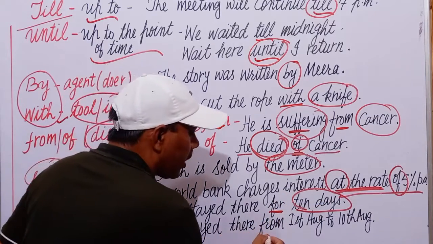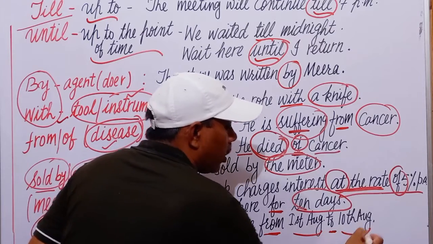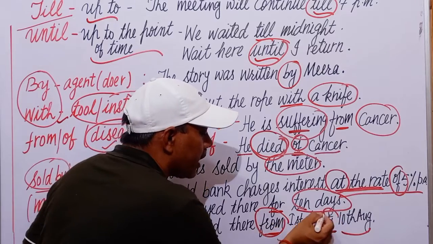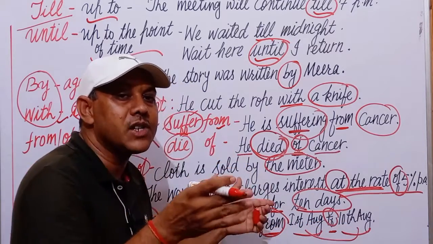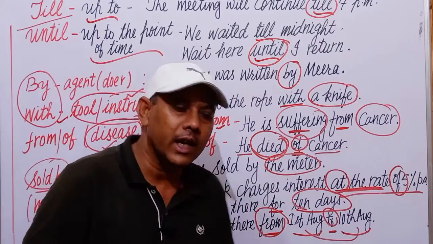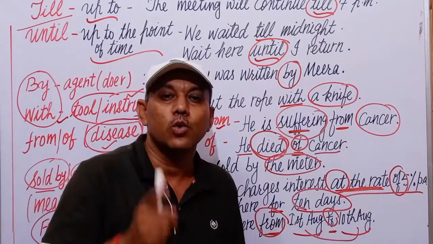I stayed there from 1st August to 10th of August. इस प्रकार से अगर हमें उस पीरियड की डेट्स पता हैं, बिगनिंग और एंडिंग फिनिशिंग पॉइंट्स पता हैं, तो हम from और to से उसको लिखेंगे. हम लिखेंगे I stayed there from 1st August to 10th August.